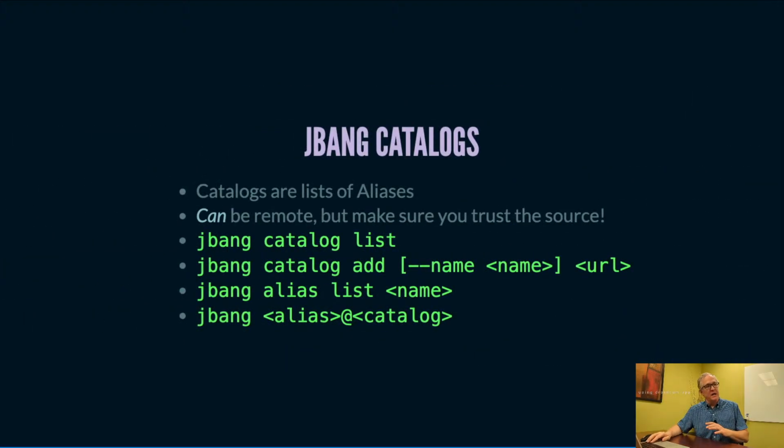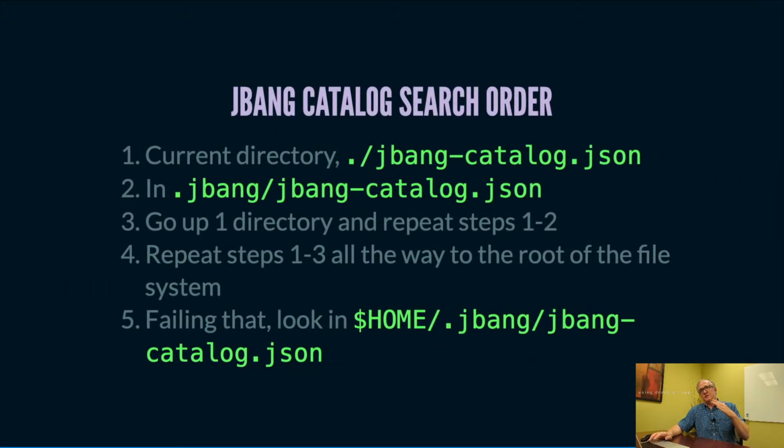All right, so back to catalogs. JBang will search for a JSON file describing your catalogs, and this is the basic order that it's going to search. It's going to look in your current directory. If it can't find one, it's going to look for a file called jbang-catalog in a directory called .jbang in your current directory. Failing that, it's going to go up one directory, do 1 and 2 again. Failing that, it's going to go up again, do 1 through 2.